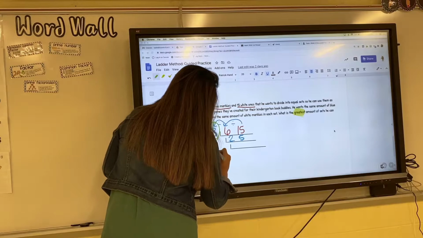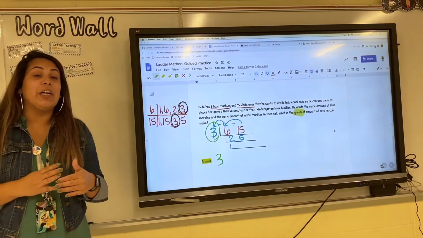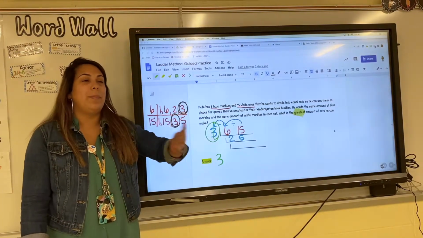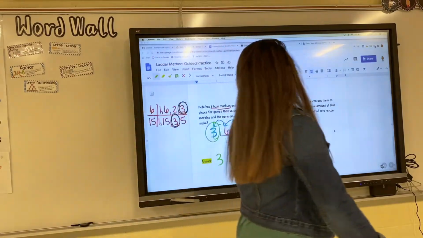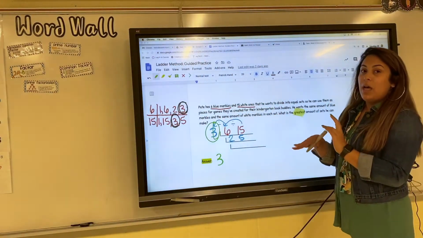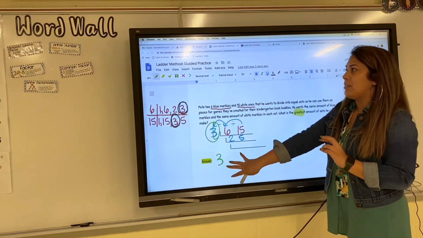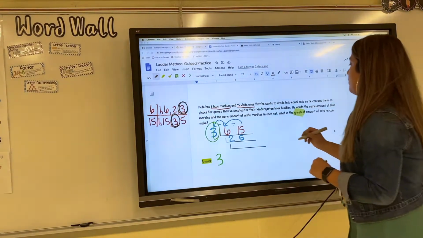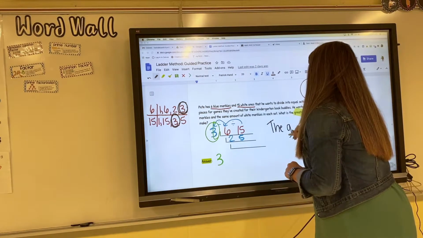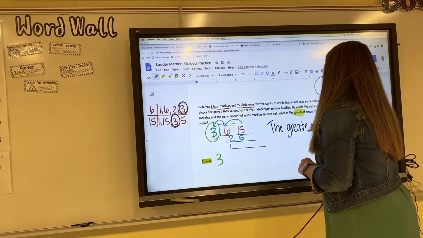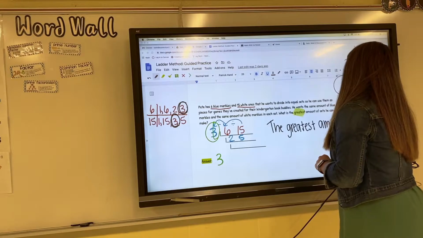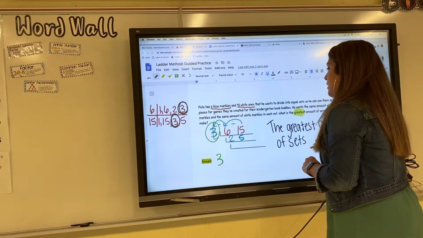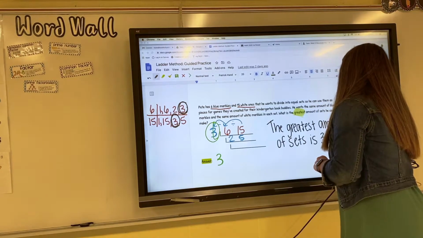The answer is 3. But remember, I want you to write your answer in a statement. So here should be your statement, but I didn't think about that. So I'm going to write my statement over here, but if you're typing this out, try to type your statement near where it says answer. So our statement would say, the greatest amount of sets is 3. And that's our statement.